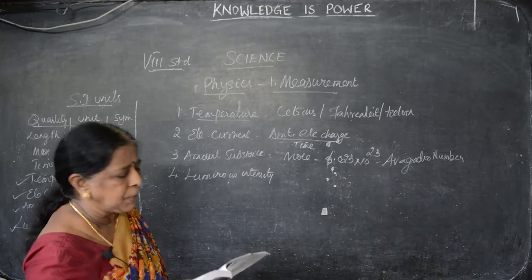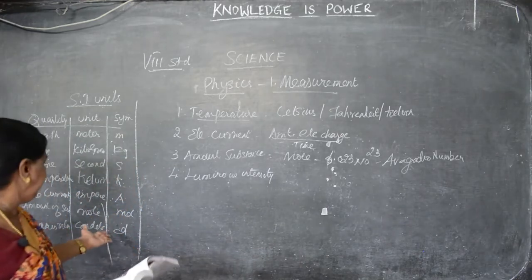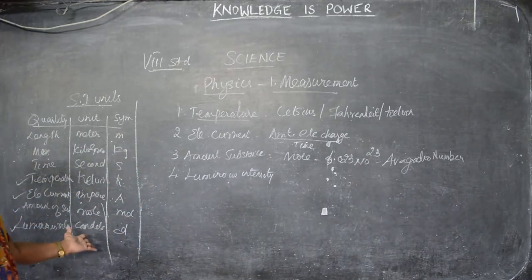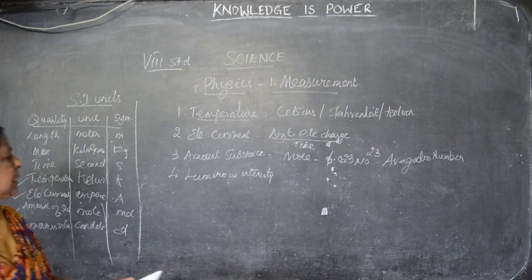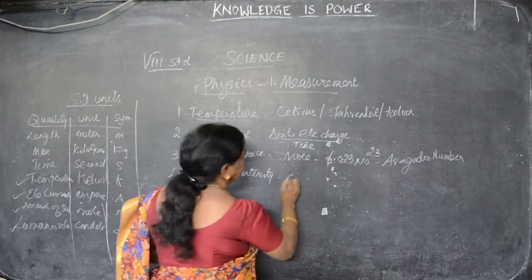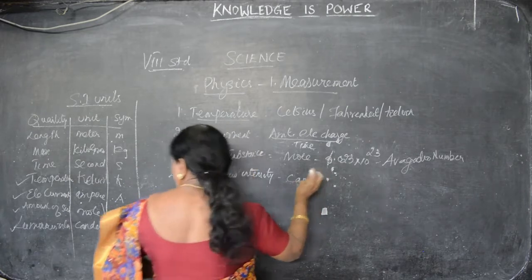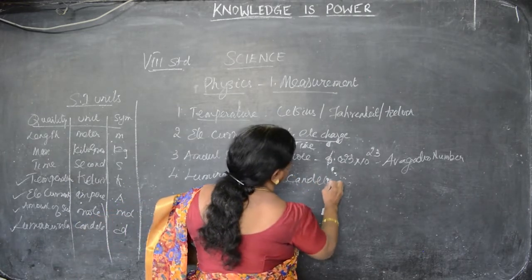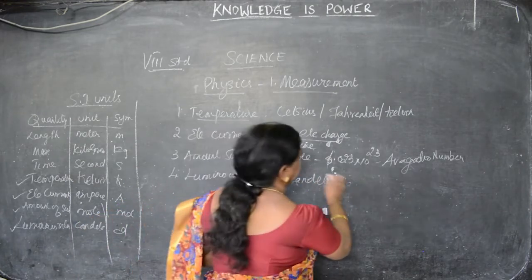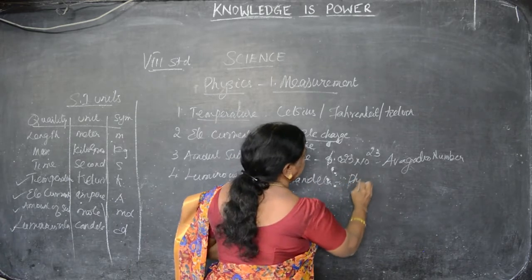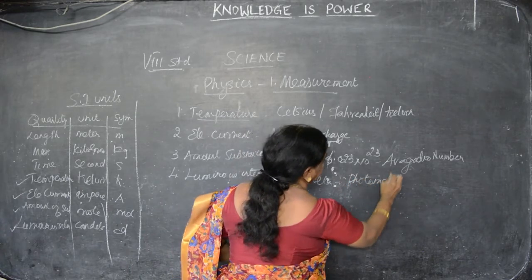The SI unit of luminous intensity is candela. What's the unit? Candela. The short form is cd, that is the symbol. How can we find out the luminous intensity? By using the photometer.